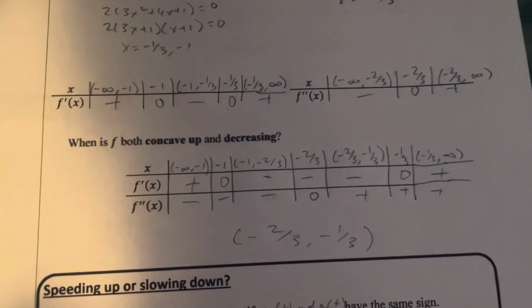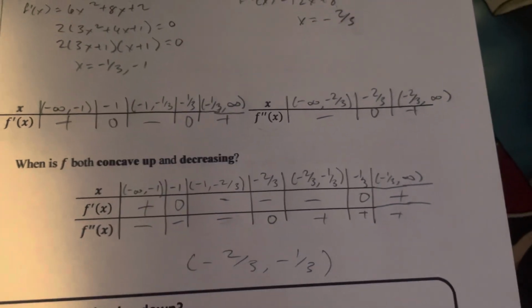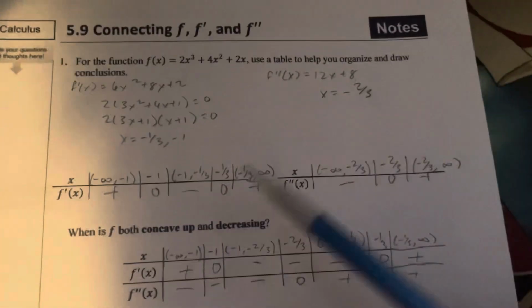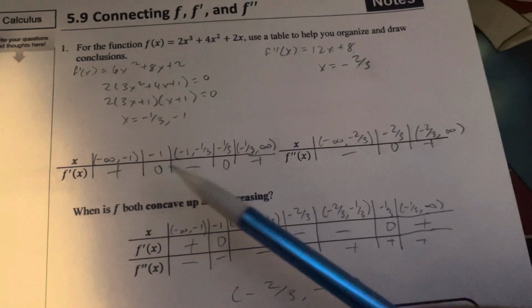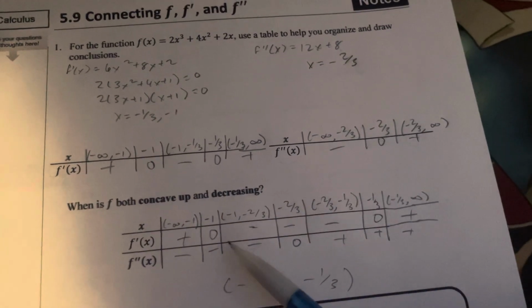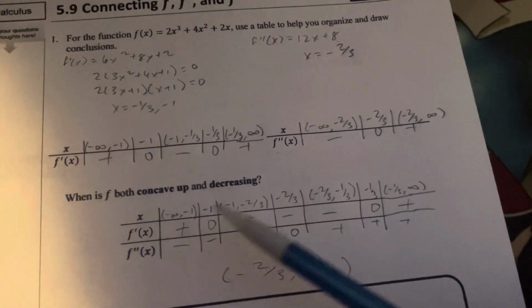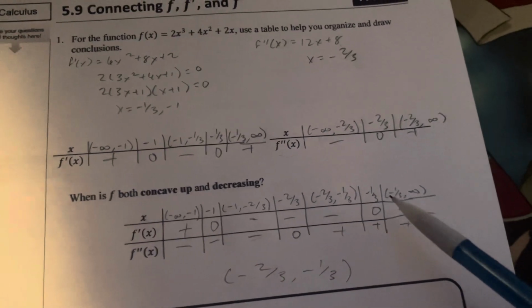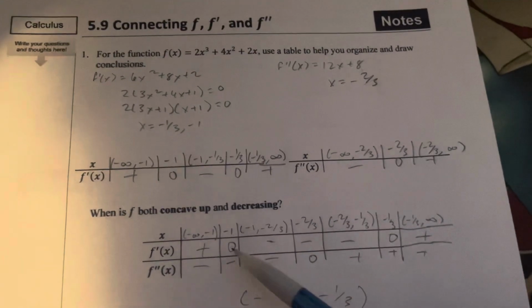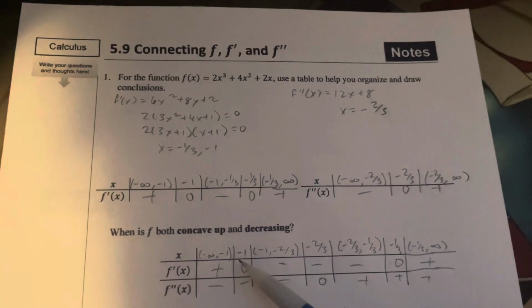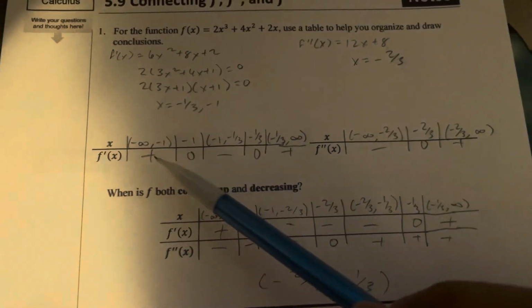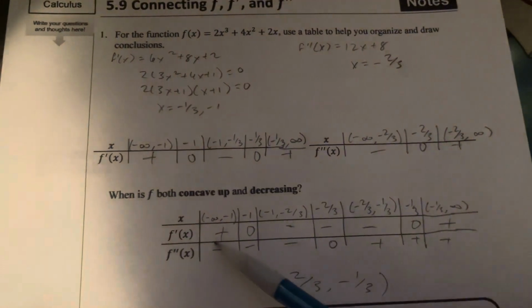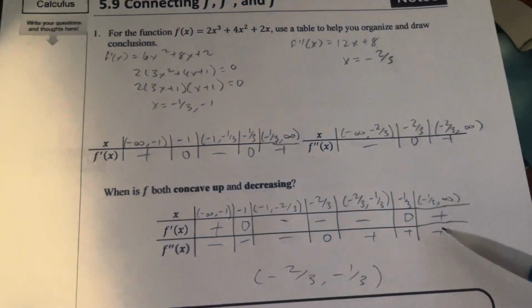When is f both concave up and decreasing? So we had to combine these two tables, put the points of negative 1, negative 1/3, and negative 2/3 on the table, put the domains in between each one, and then we put down what we know. So we put down the zeros, and then the domains like negative infinity to negative 1, we already know that this is positive, so we put in everything that we know.